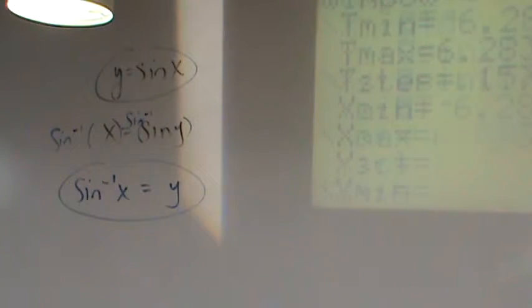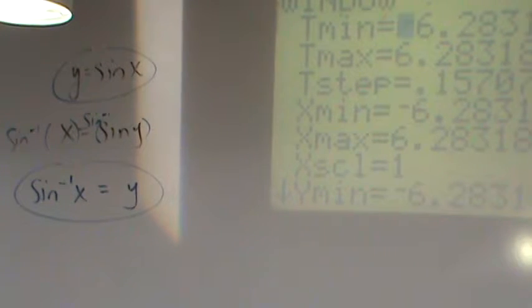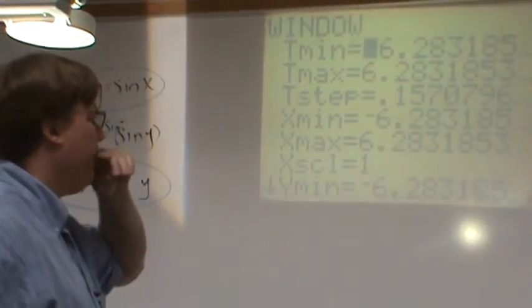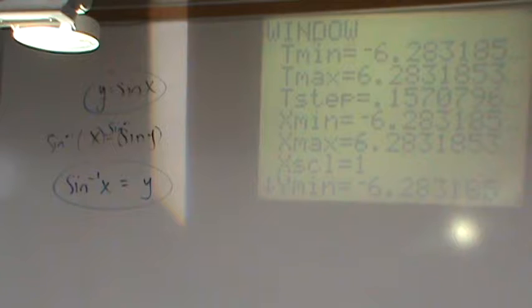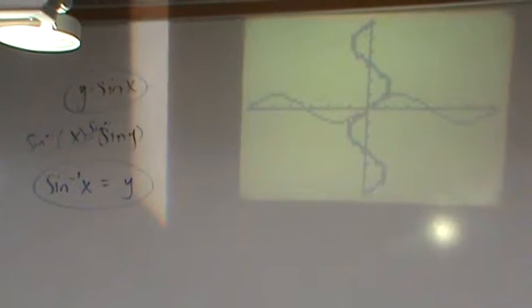Let me see what my window happens to be. Okay, my t is going from negative 2 pi to positive 2 pi. My step is pi over 20. And my x min and x max is negative 2 pi to positive 2 pi. And my y min and y max is negative 2 pi to positive 2 pi. And I get this graph.